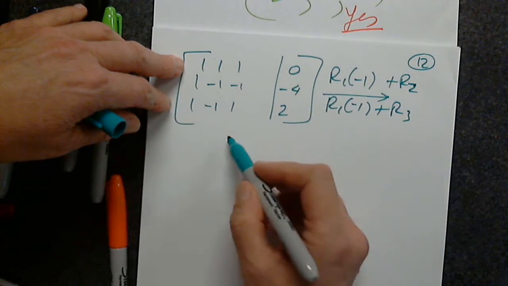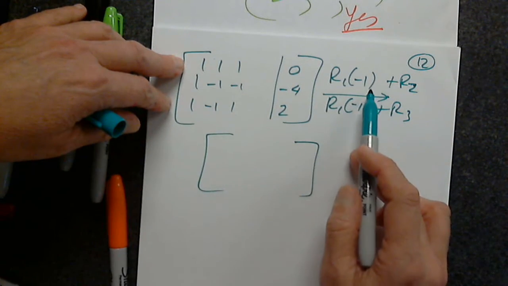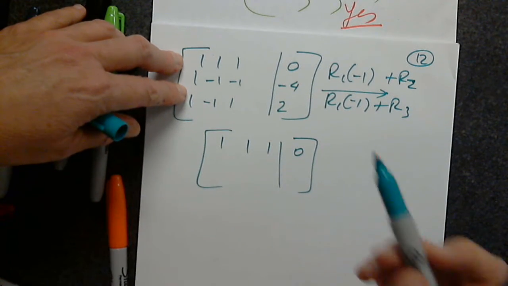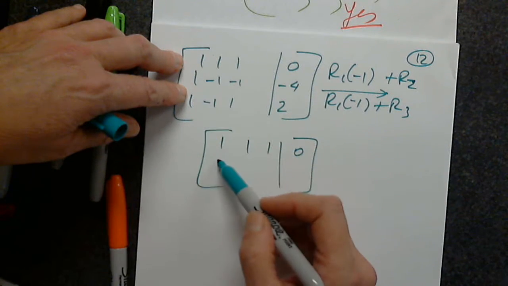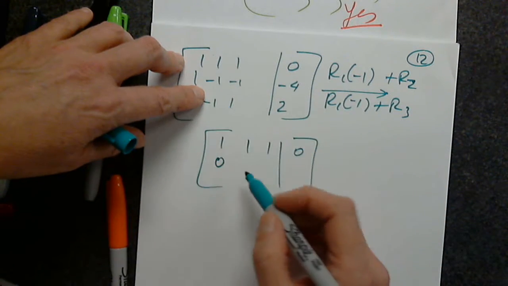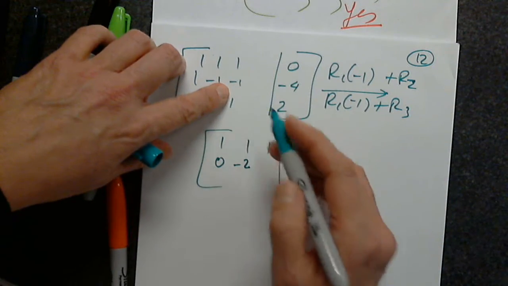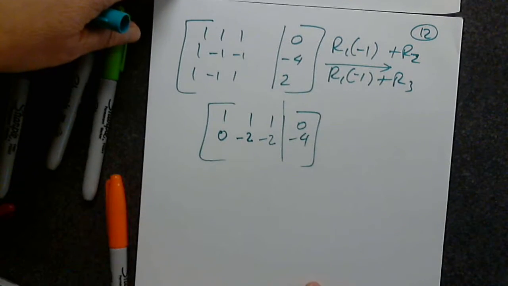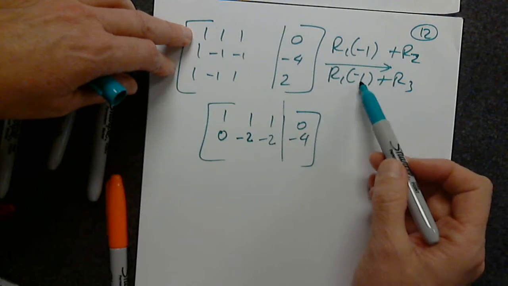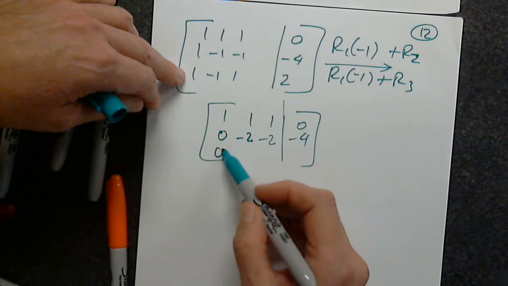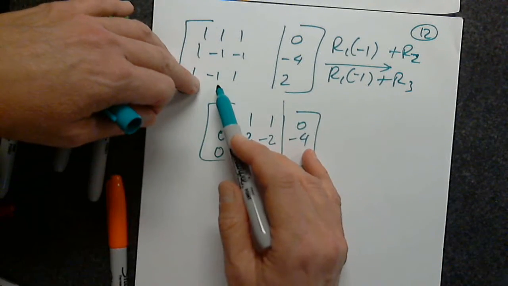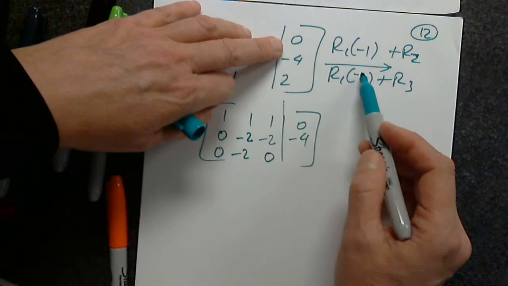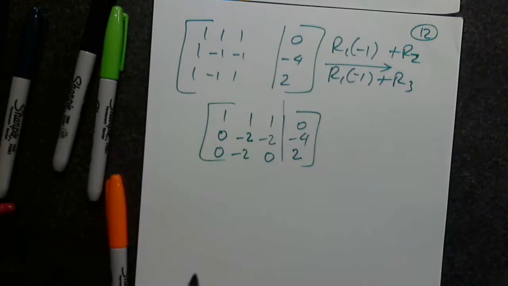So negative 1. 1 times negative 1 is negative 1. Of course, I have to copy the row I'm working with. 1 times negative 1 is negative 1, plus 1 is 0. Negative 1 minus 1 is negative 2. Negative 1 minus 1 is negative 2. 0 minus 4 is negative 4. Then negative 1 with 1 is 0. Negative 1 minus 1 is negative 2. Negative 1 plus 1 is 0. 0 plus 2 is 2.